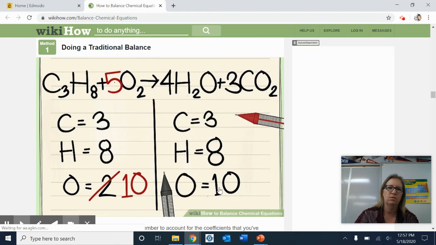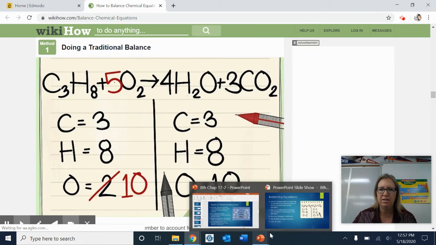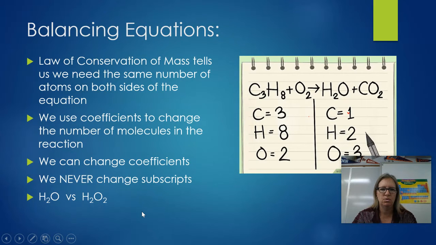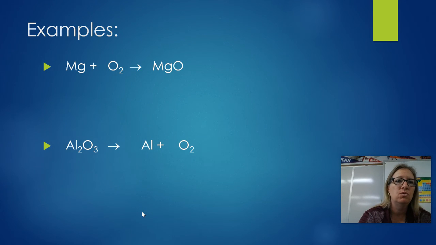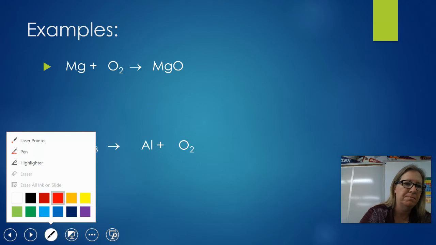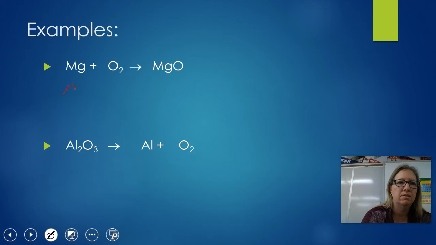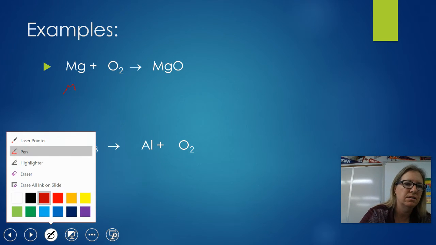So let's go back to the PowerPoint here, and let's do some of these, okay? So you want to take the time to write down what you have on each side. Okay, let me get my pen going again. All right, so on this side, I don't like that color. I'm going to go back to my yellow.